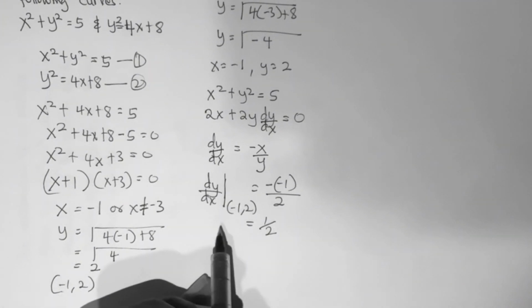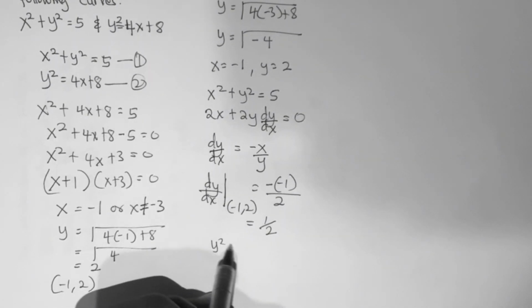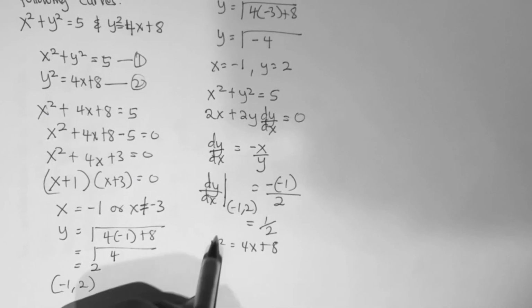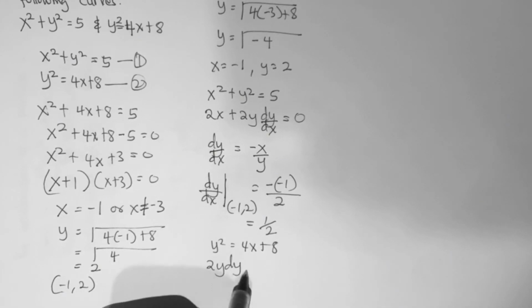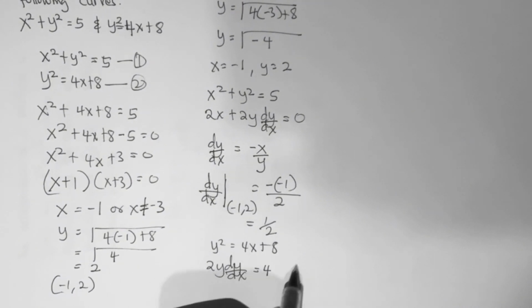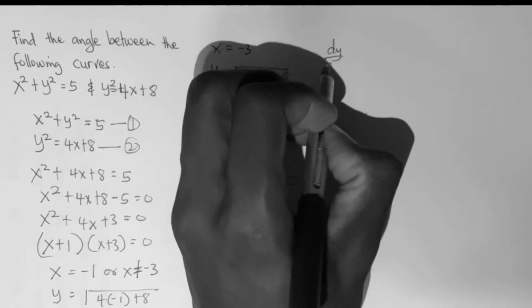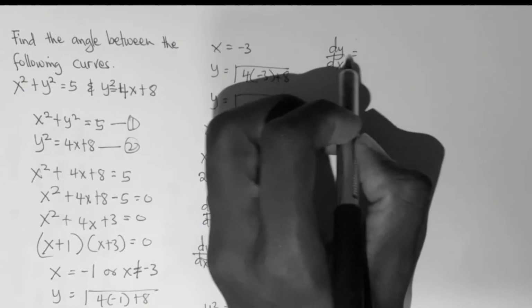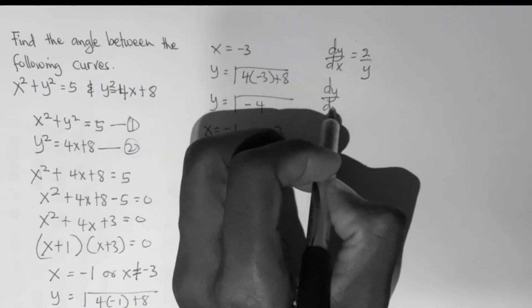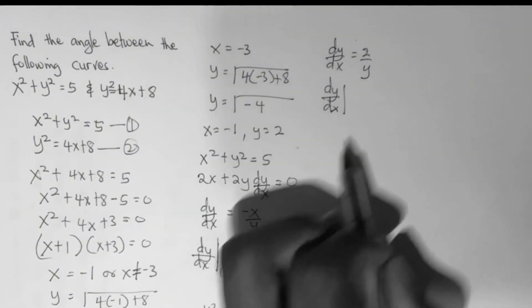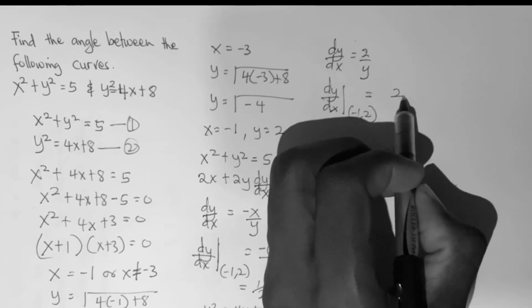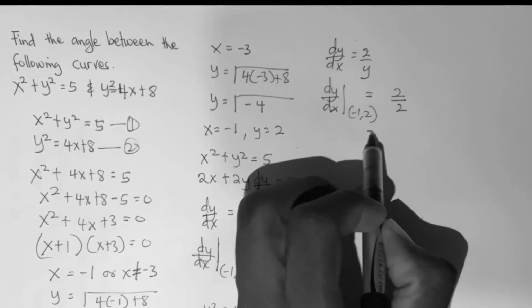Now, let's take this curve, which is y squared equals 4x plus 8, and find the tangent there. If you differentiate y squared, you get 2y dy dx. And this is equal to, if you differentiate 4x, it is 4. And if you differentiate 8, it is 0. So dy dx is equal to 2 divided by y. Now we need to find dy dx evaluated at that point of intersection, which is minus 1 and 2. So that is equal to 2 divided by 2, and 2 divided by 2 is 1.